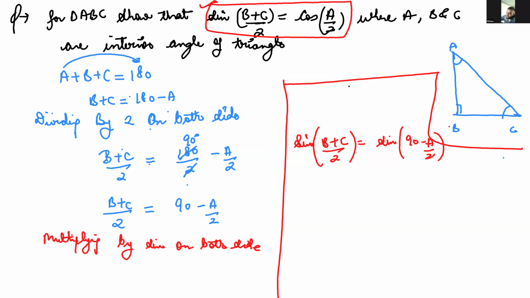Okay. So what was I saying? I just multiplied sine on both sides. Sine of (b plus c) upon 2 was there, I just multiplied by sine. And in the same way, sine of (90 minus a by 2) was there, I just multiplied by sine. Okay.